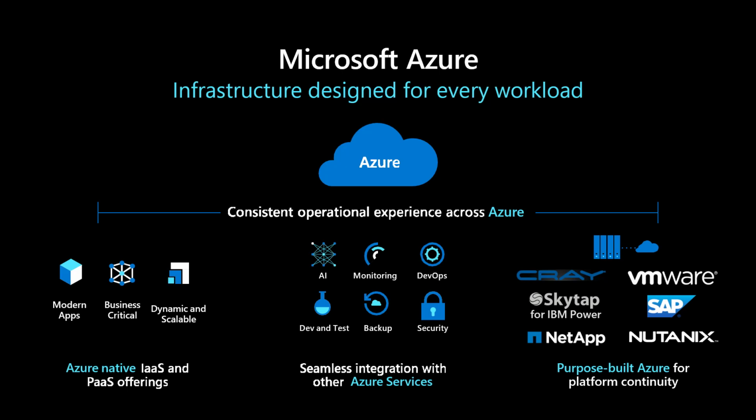AVS private cloud hardware and software deployments are fully integrated and automated in Azure. One thing to note is this is not our first time building bare metal and purpose-built solutions for Azure services. Along with AVS, we offer bare metal solutions for SAP, Cray, Nutanix, NetApp, and SkyTab.